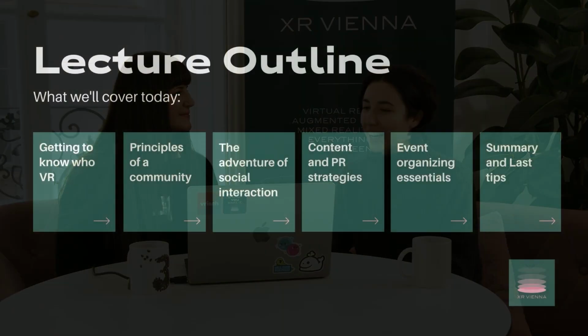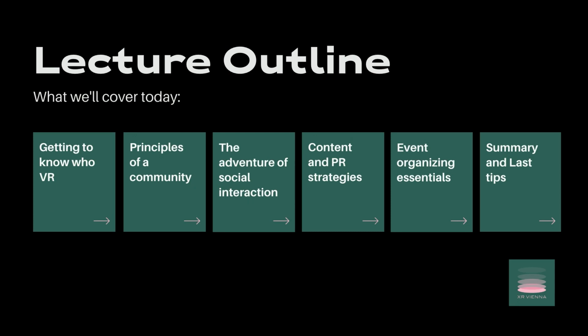Then we will have the adventure of social interaction: how we can create something meaningful together, have the interaction together, and not only in the events themselves, but also beyond events. And then we move into the content and PR strategies, until the event organizing essentials: what you need to plan an event, and how you can then promote this event further. Then we will have a short summary and the last tips from our side. We're going to give you a bit of pro hacks and some secrets, so keep it to yourself, please.